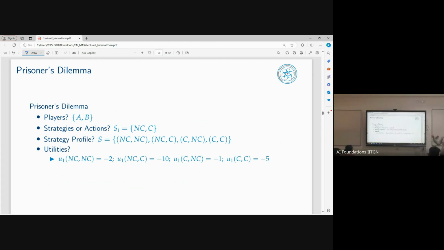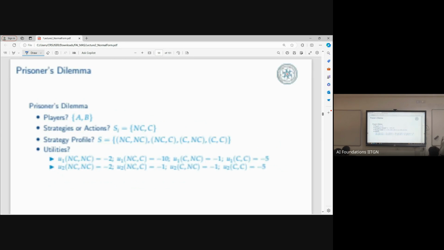And these are the utilities corresponding to the strategy profile for player one. So for player one, if both of them do not confess, then there is a deduction of 2 points, so -2. If player one does not confess and the other confesses, there is a high penalty, so a deduction of -10. And if the other person does not confess and I confess, so I am good enough, so -1. And if both of us confess, then there is -5. Similarly, we'll have it for the other player.